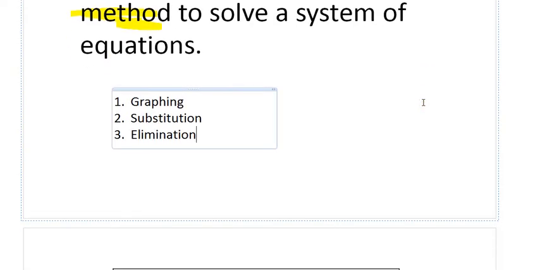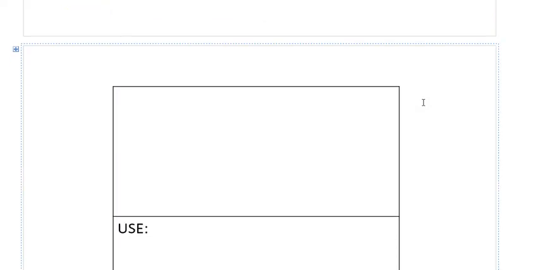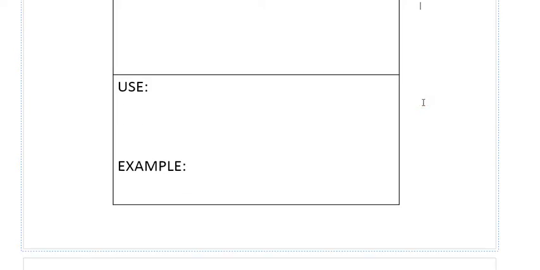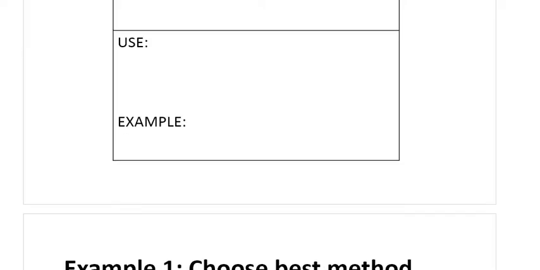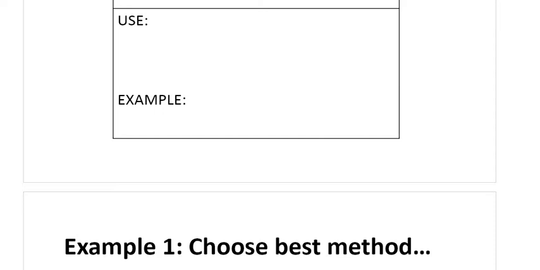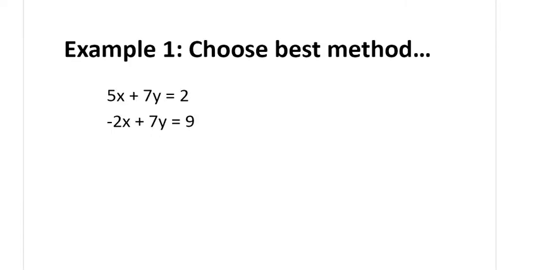Alright, let me scroll on down here. So example 1, we're going to want to write down example 1 in our notebook. The instructions tell us that we want to choose the best method. Go ahead and write this down. We have two equations. One is 5x plus 7y is equal to 2, and the second one is negative 2x plus 7y is equal to 9.